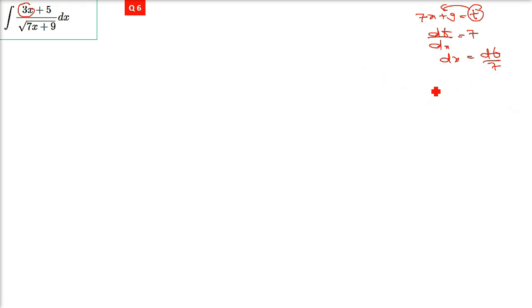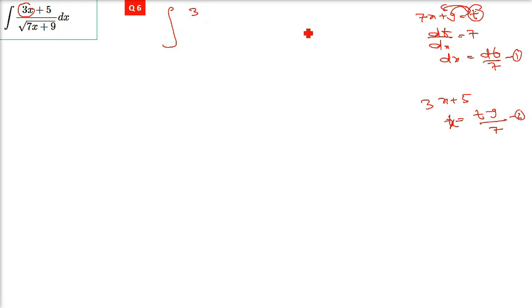The second thing we have to do is, because we need to replace x by t, which we have introduced ourselves, for that, in 3x plus 5, we will try to find out the t in terms of x. So this goes 9 here, t minus 9 and divided by 7. So this is x. x is equal to (t minus 9) by 7. x is represented in terms of t. That we are going to replace in the original integral which is being given.